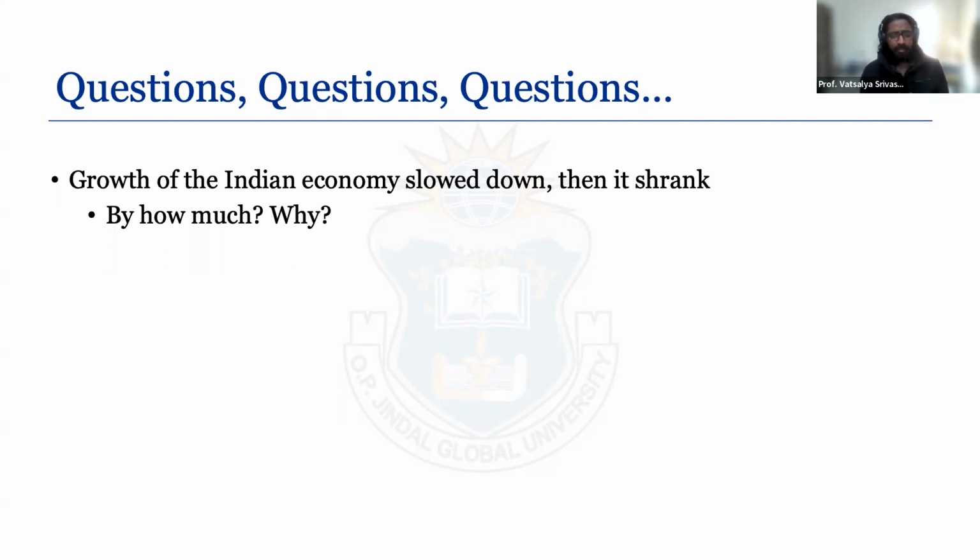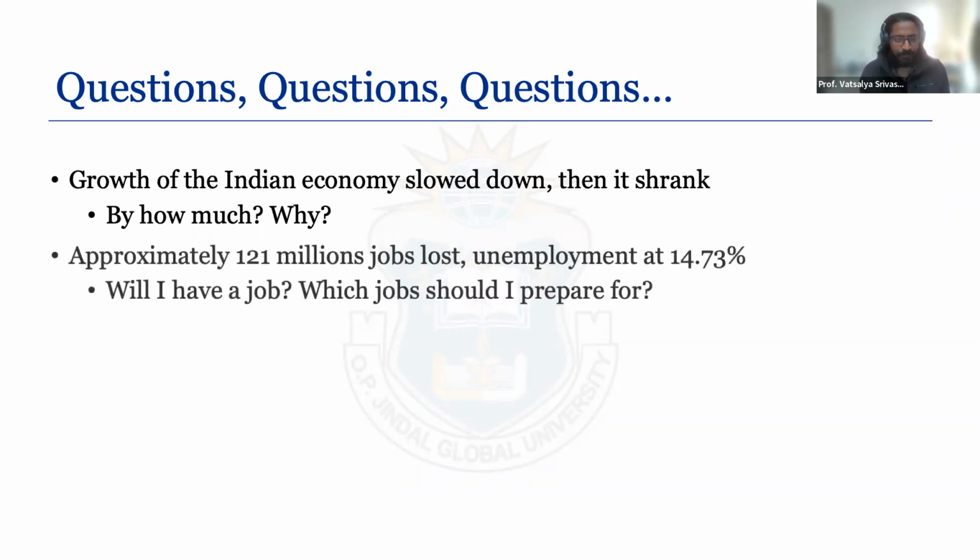So by how much did this slowdown happen, and what do the numbers mean? What does it mean when somebody says minus 24% relative to, say, positive 20% this year? And why is any of this happening? Right? This would be a typical question that you would think of when you're thinking of economics, because we tend to think of large aggregate numbers in terms of GDP and GDP growth rates and so on.